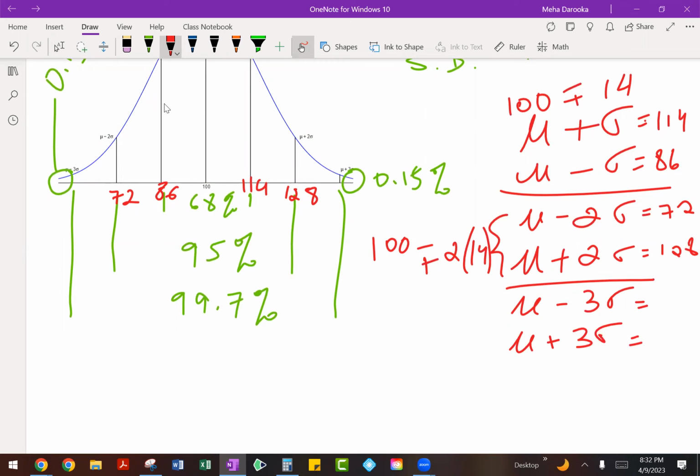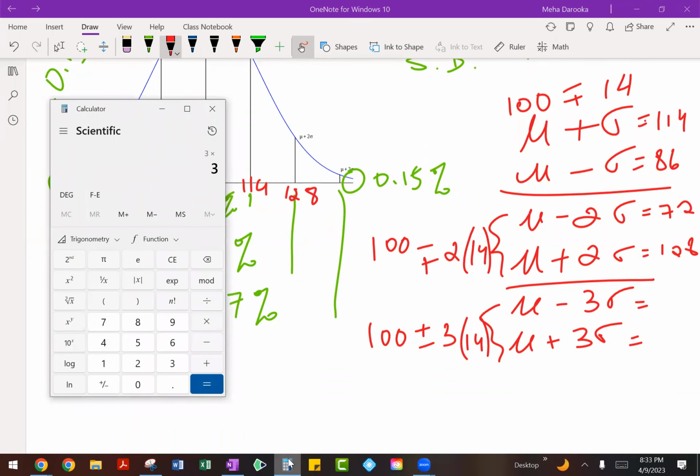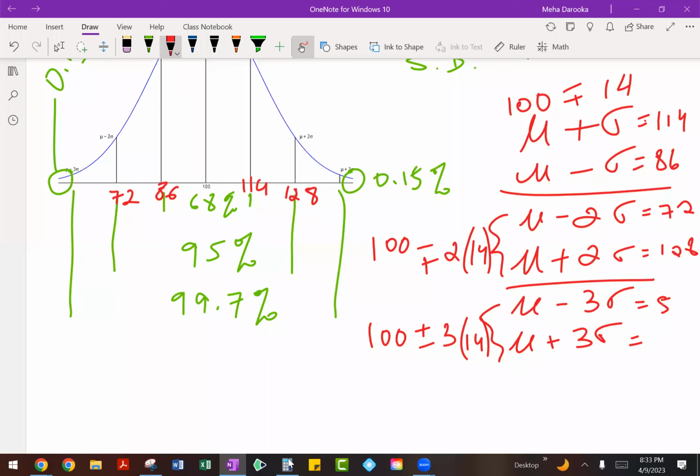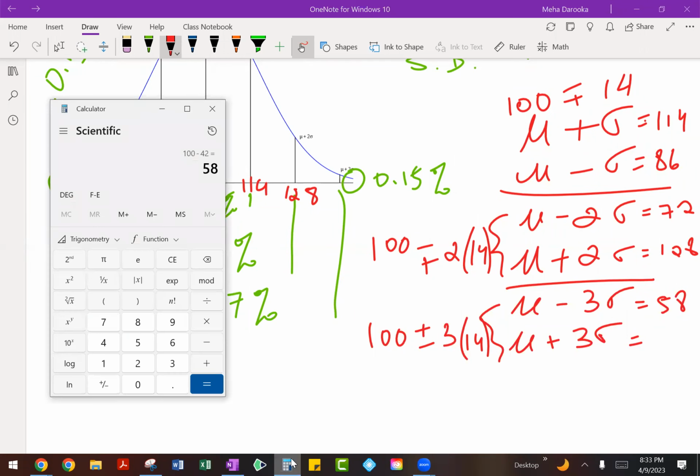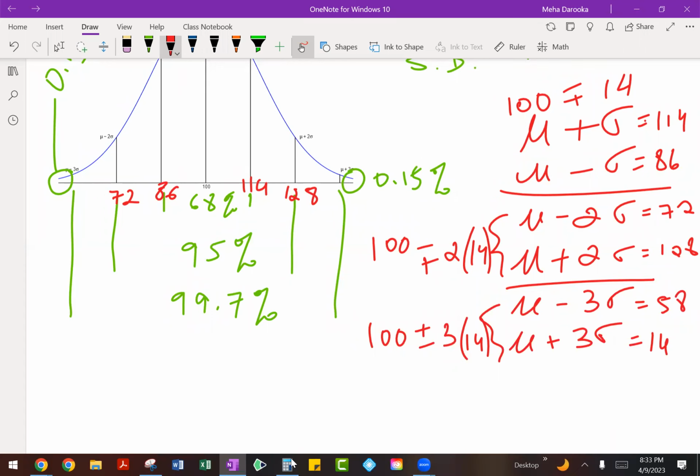Okay, so for this one, we are going to be doing 100, 3 times 14, and then you're adding and subtracting that value from 100. So let's see, 3 times 14 will end up giving us 42. So you're going to subtract and add 42 from 100. So 100 minus 42 will give us 58. That's going to be this number here. And then, of course, 100 plus 42 will end up giving us 142. So that's 3 standard deviations away from the mean.